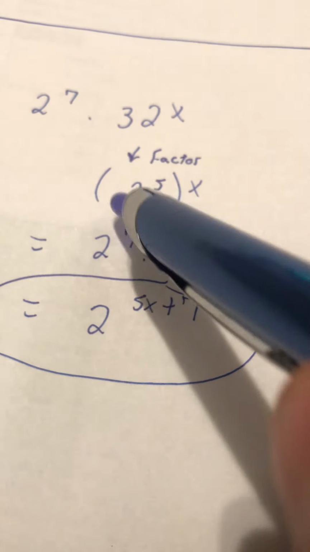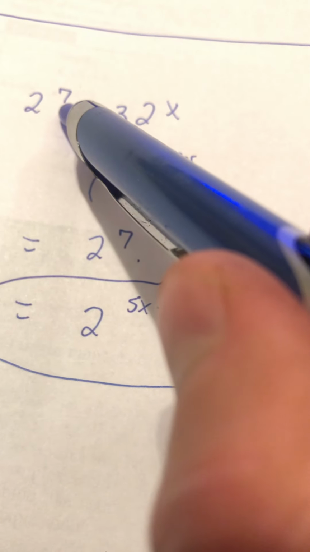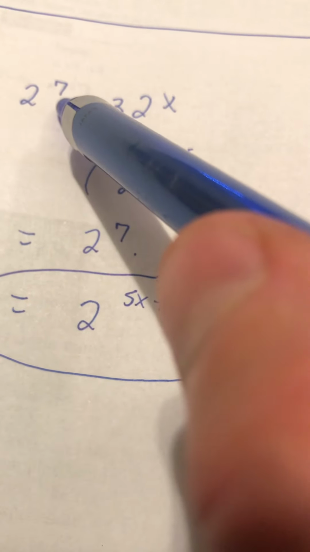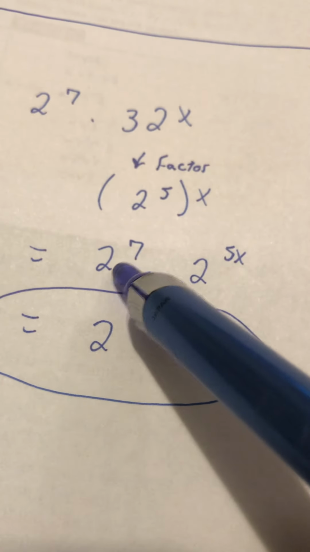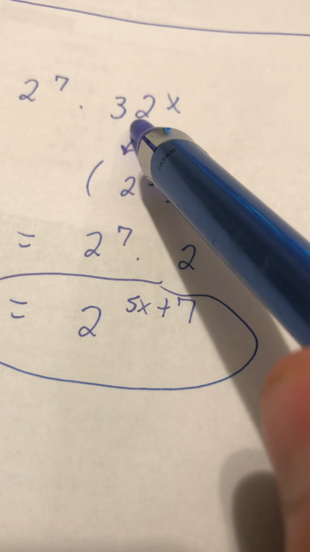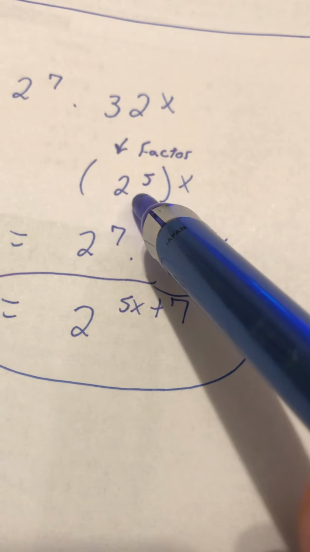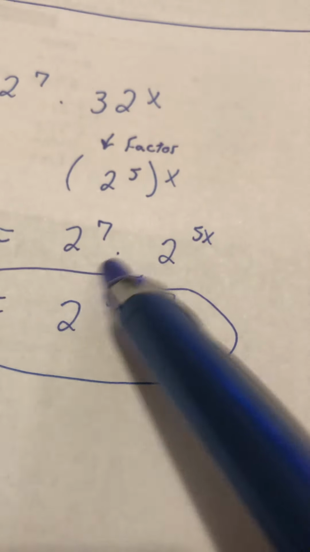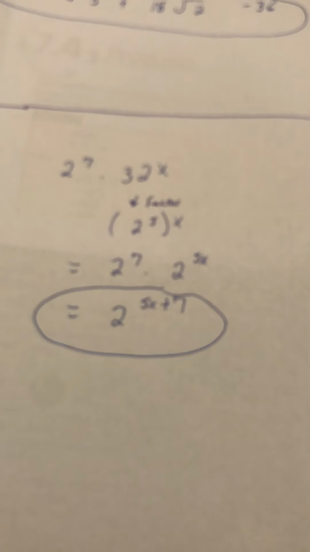Factor to get my base. This already had base 2. It's base 2 to the exponent of 7. So it's got 2 to the 7th power from here. Broke this down. You can't really factor x, but 2 to the 5th power, so it's 2 to the 5x. Our base is 2, with exponent 5x plus 7.